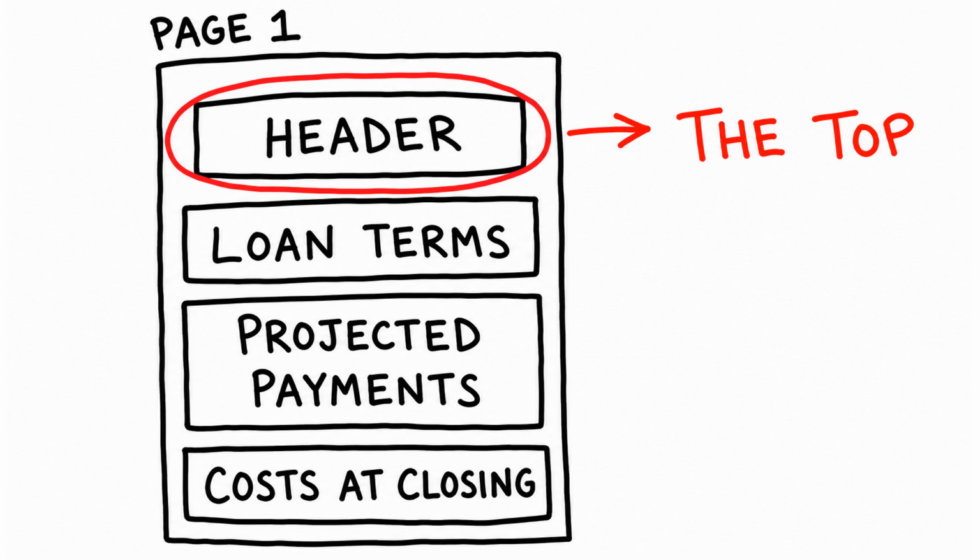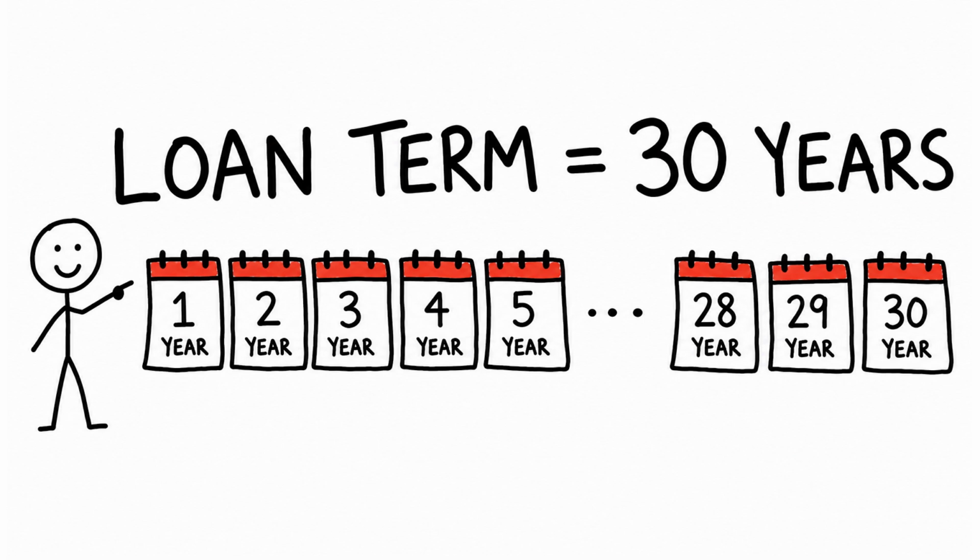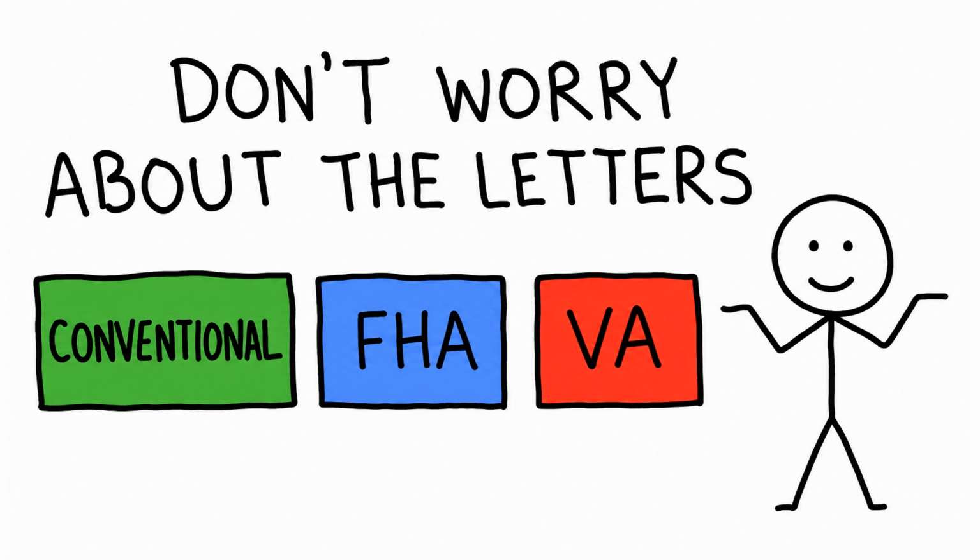Let's start at the top of page 1. The header has your lender, the date it was issued, the applicants, the property address, the sale price, and your loan term. Term just means how long you have to pay the loan back. For example, 30 years. It shows the purpose, which here is purchase, the product, like a fixed rate, which means your interest rate stays the same the whole time, and the loan type, like conventional, FHA, or VA.